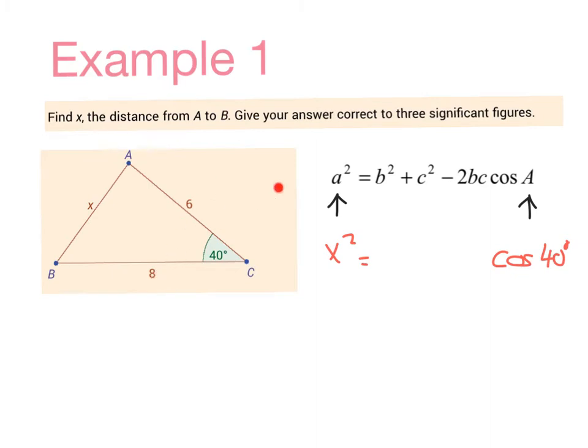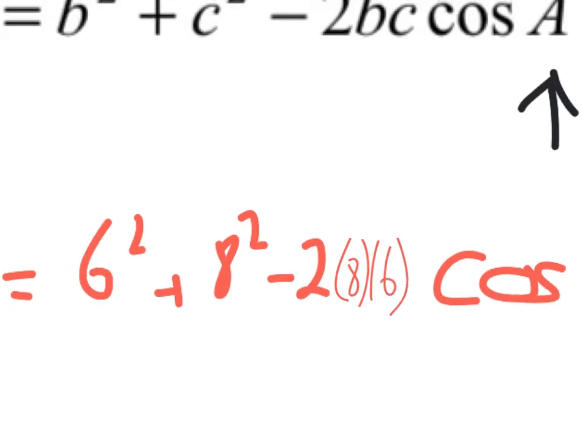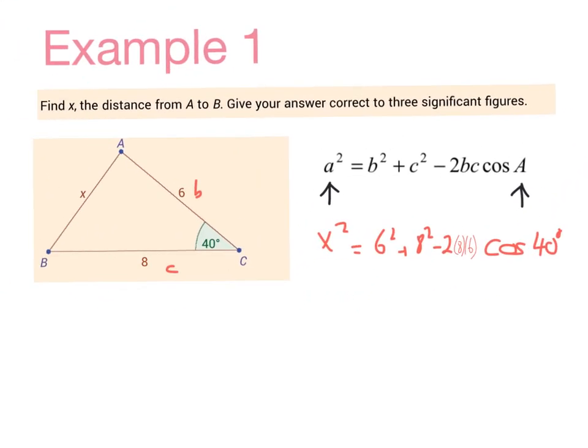Your B and your C does not matter, okay? So I'm going to call this one B and this one C. So it's going to be 6 squared plus 8 squared minus 2 times 8 times 6 cos 40. So you can see here, guys, it's 2bc cos A, which means all of this, I'll put it in a blue line here, all of this is multiplied together.